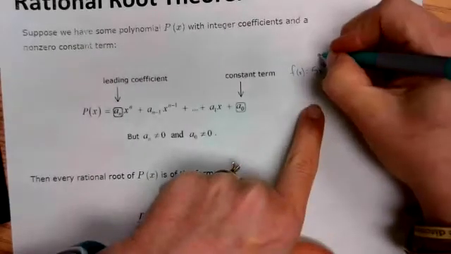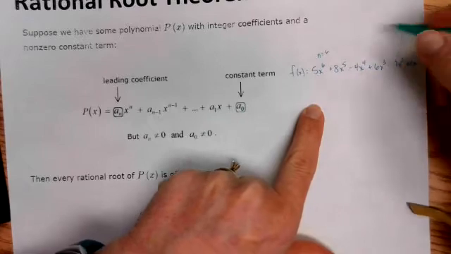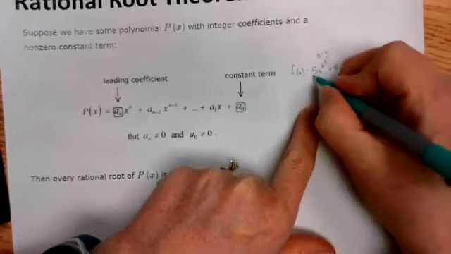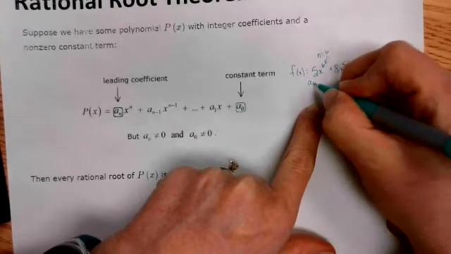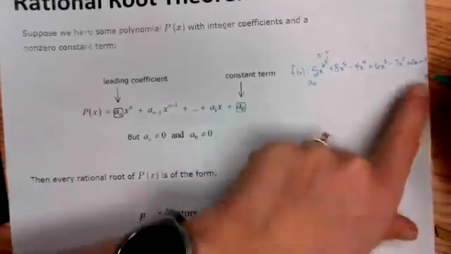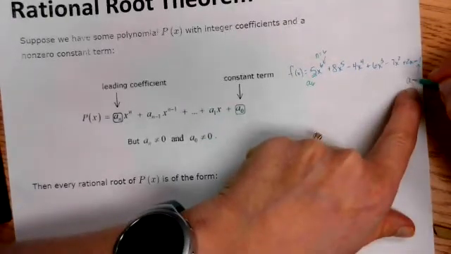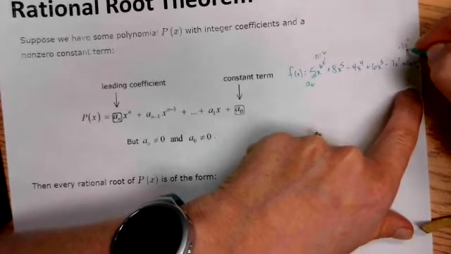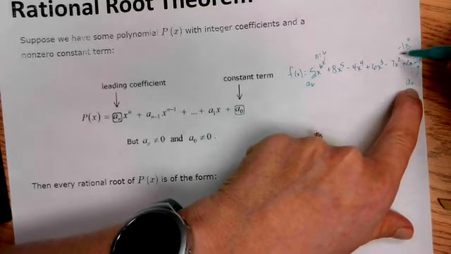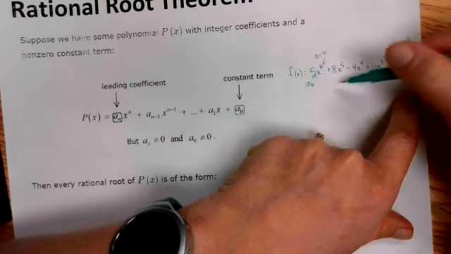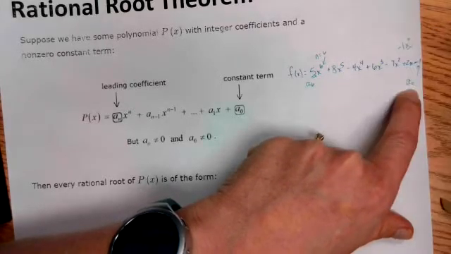N is 6 because it has degree 6. So 5 is a with a subscript of 6. It's just saying the leading coefficient, essentially. And then negative 1 is my a with a subscript of 0. It doesn't have an x, but if I did x to the 0 power, it wouldn't change my number, which is why we use 0. So it's like starting at 0 and then counting up to the exponent.